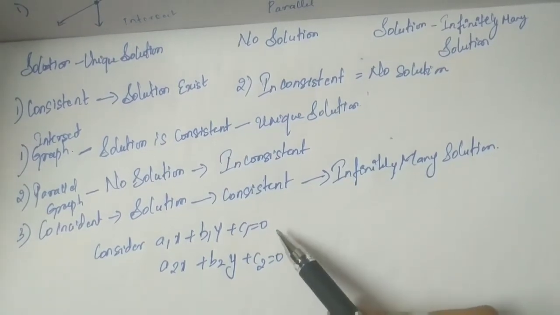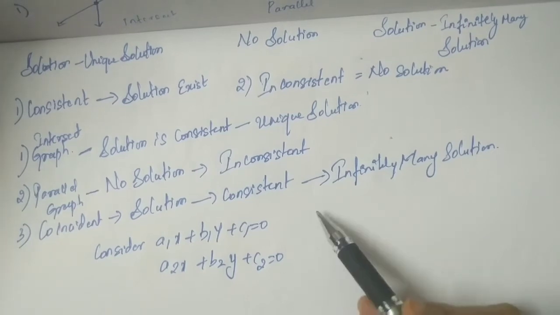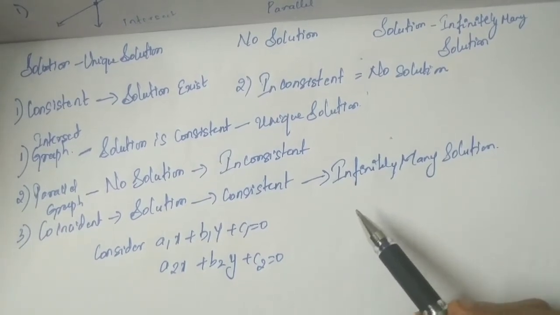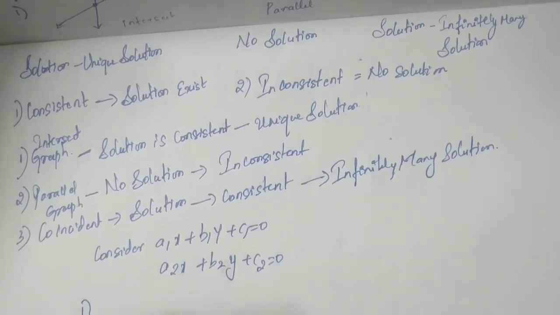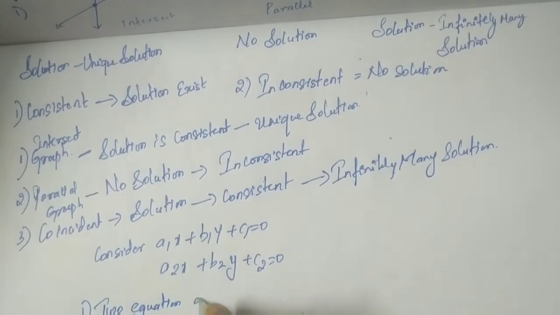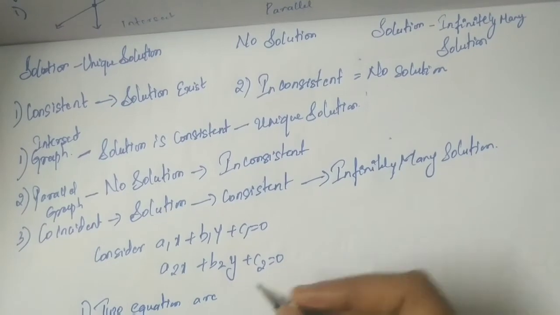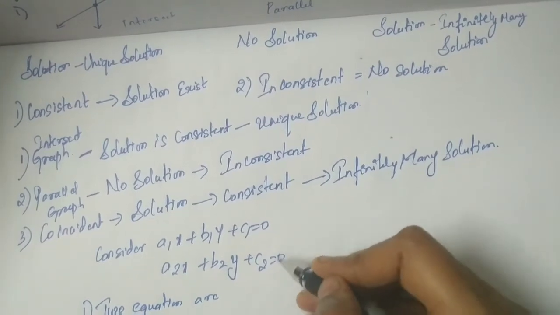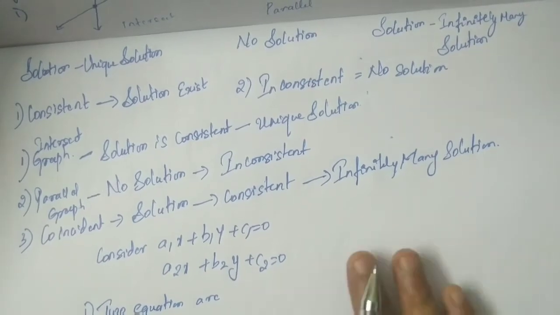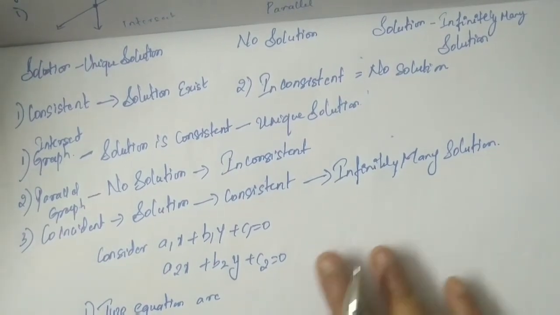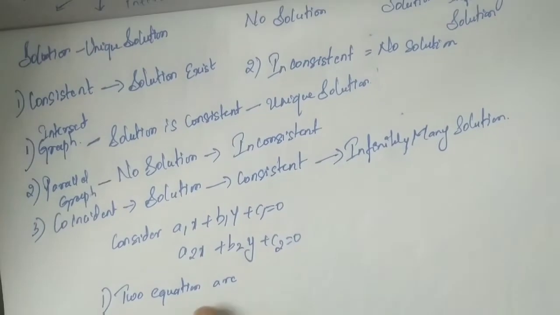Without actually solving it, you can still find whether the graph is intersecting, whether the graph is coincident, whether the graph is parallel, right? For that you have to consider the standard equation. What is the standard equation? a1x plus b1y plus c1 is equal to 0, a2x plus b2y plus c2 is equal to 0.